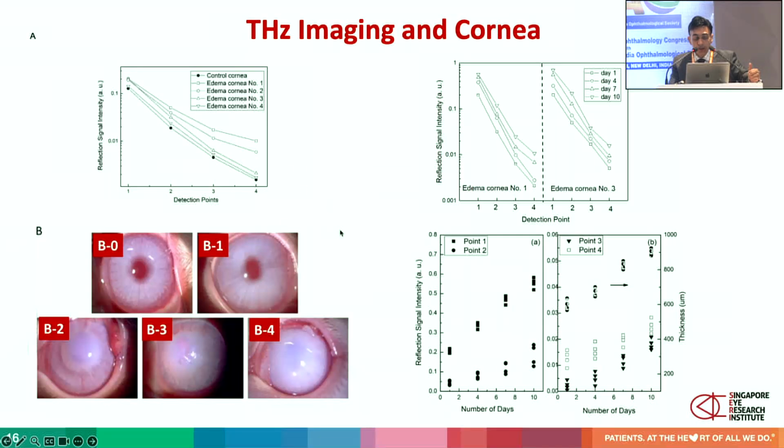We induced bullous keratopathy in the rabbit, and then scanned the rabbits serially over time to measure the hydration effect as the cornea got more hydrated, in relation to the terahertz signal, which you can see on the left-hand side. Once we were getting data from the signal that we could correlate to corneal thickness, we then proceeded to see how safe this signal was.